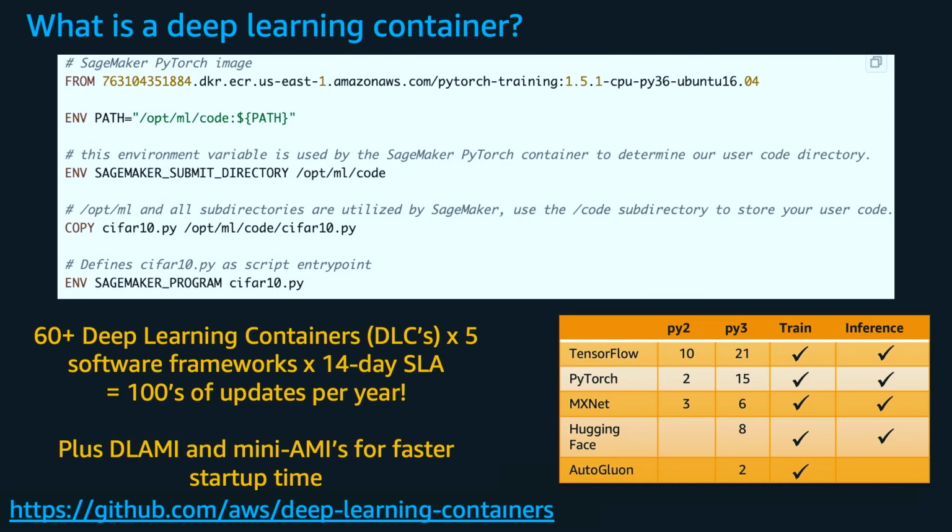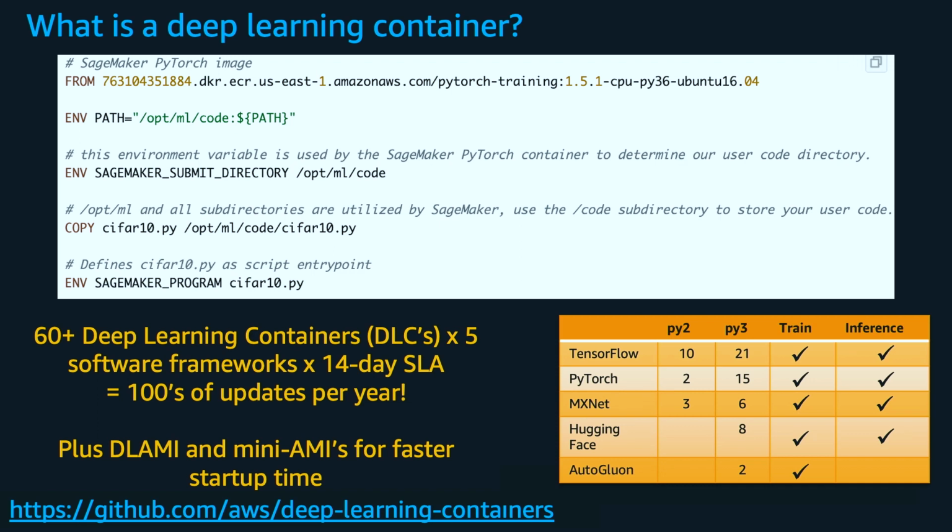So a deep learning container is a pre-built image for TensorFlow, PyTorch, MXNet, Hugging Face, and AutoGluon. So 5 software frameworks. And then you can point to different versions of that, different versions within Python 2, different versions within Python 3. Some images are for training, some images are for inferencing, and you can use those in a variety of ways. The screenshot that we see right here is actually extending that base image. So in that top line of the Docker file, we're pointing to that pre-built PyTorch 3.6 image. So we're pointing to that image, then we're extending it with our own code.